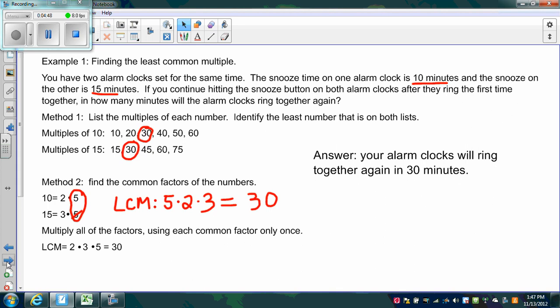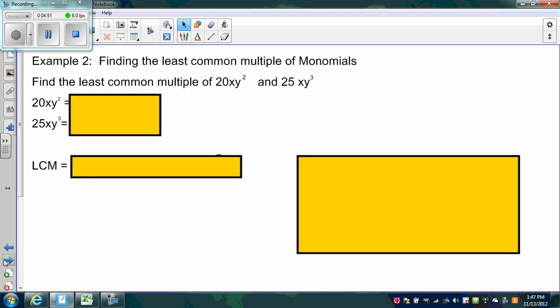I'll give you a practice problem after the next example. So what if we have a monomial? Now we have these variables included. If we had 20xy squared and 25xy to the third, how can we find the least common multiple of these two things?